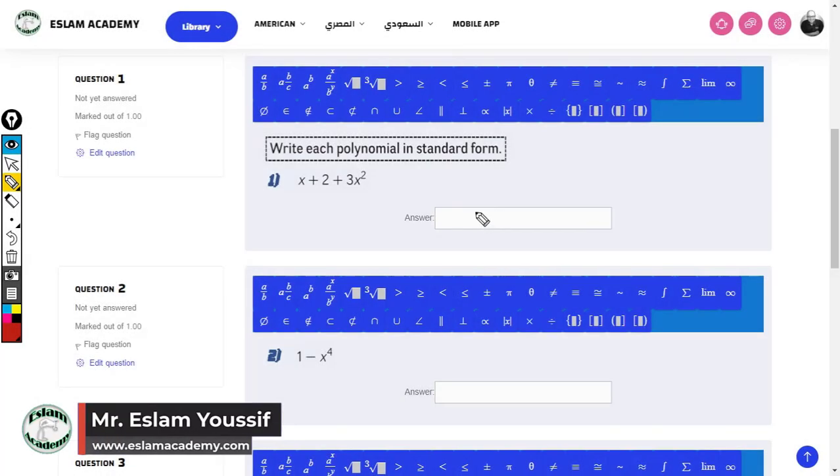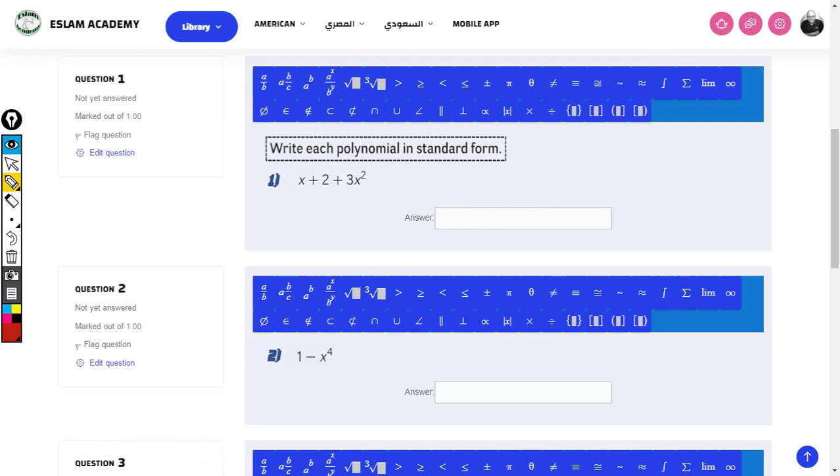In this problem we need to write each polynomial in standard form. The meaning of standard form is that we need to arrange each term according to the power in descending order, from the greatest power to the smallest. You will find that the greatest power we have is x raised to the power 2. That will be the first term. After that we have x. The last term will be the absolute term, or the constant number. So the expression in standard form will be equal to 3x to the power 2 plus x plus 2.